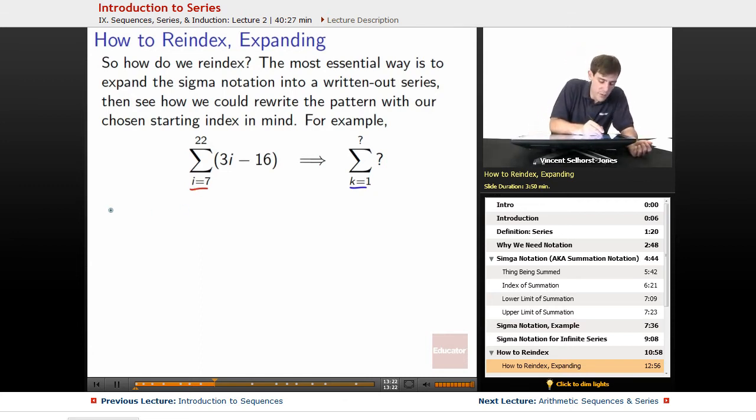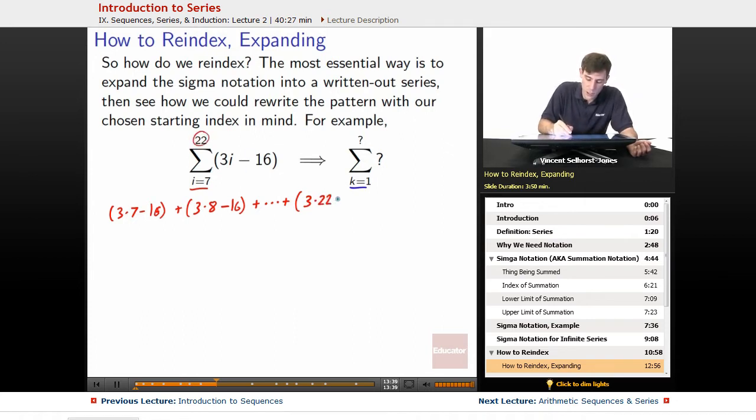So if it's i equals 7 first, then we'd have 3 times 7 minus 16. Next would be plus 3 times 8 minus 16. It'll continue in this form, and our final upper limit is 22, so plus 3 times 22 minus 16. Great. So we could figure out how to write this sigma with just that in mind, but we can also simplify things first and see if we can find an easier pattern.